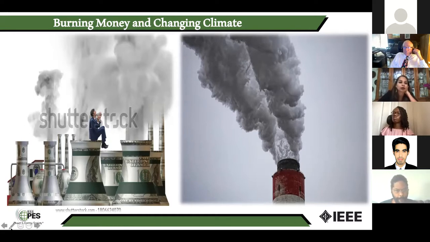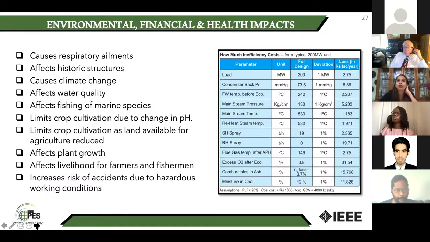Trust me. And these are the economic impacts for a 1 megawatt deviation. Every time you trip the unit, you are protecting the system, but at the same time you're compromising the efficiency of the system. If you are compromising the efficiency, you're making a loss, and the loss comes from all these aspects that technical parameters can contribute towards. These are just the inefficiency loss. It's the monetary loss that cycles back.